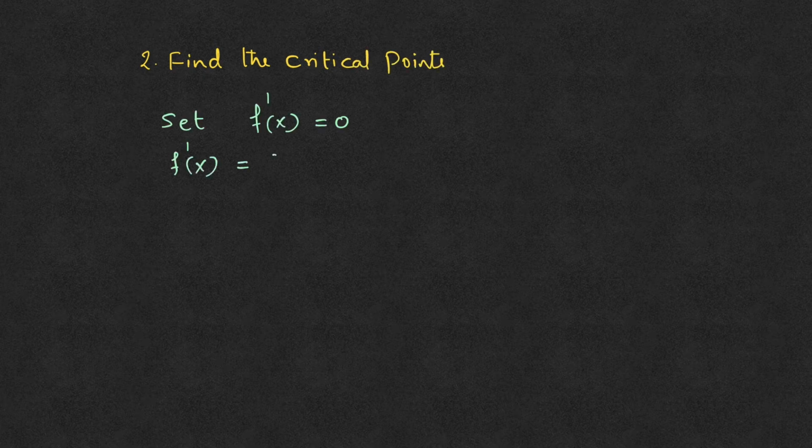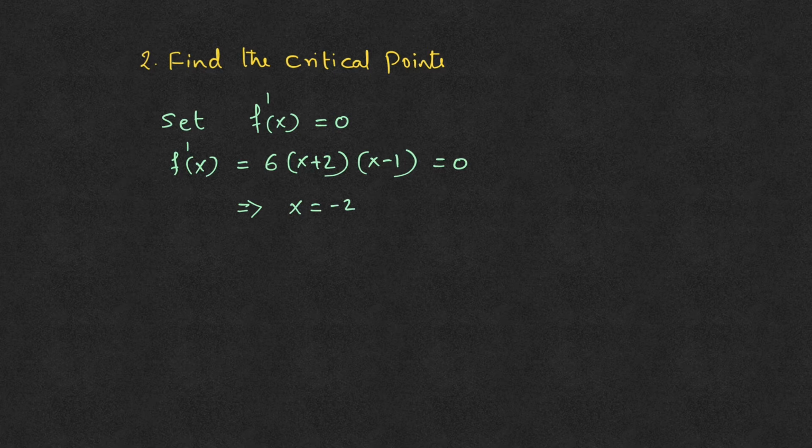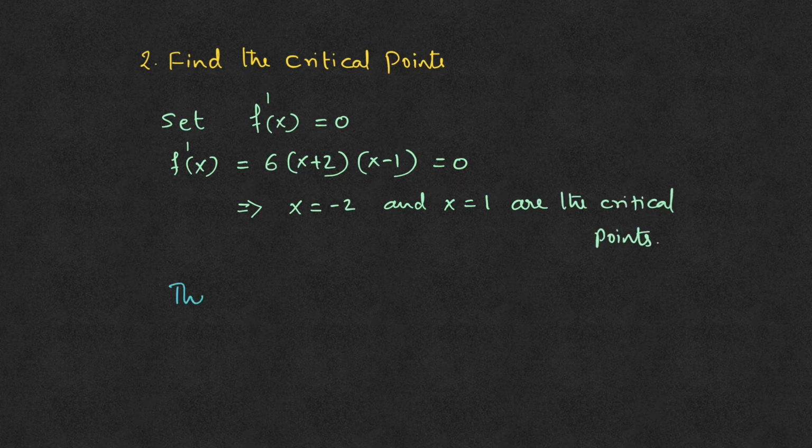Next, find the critical points by setting the first derivative equal to 0. f prime of x is 6 times x plus 2 times x minus 1. By setting this equal to 0, we get x equals negative 2 and x equals 1. These form the critical points. Observe there are no points where the function is not differentiable.